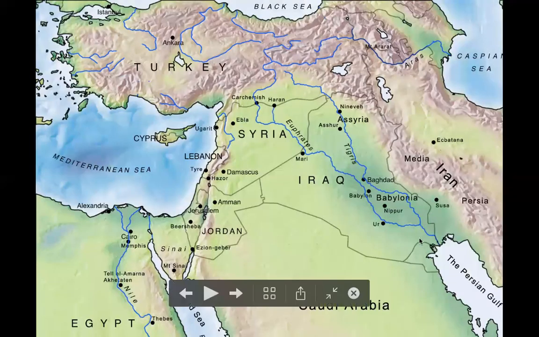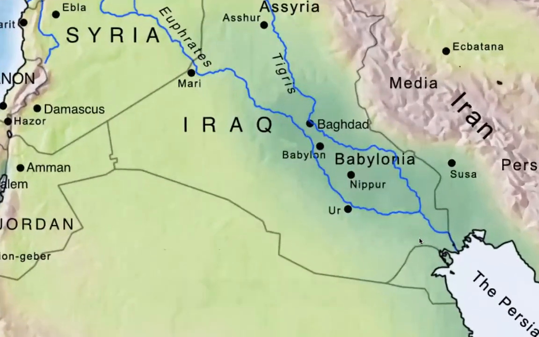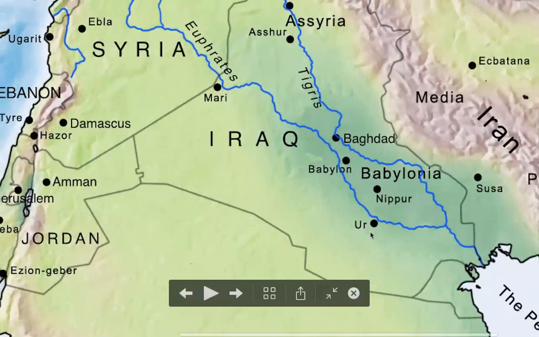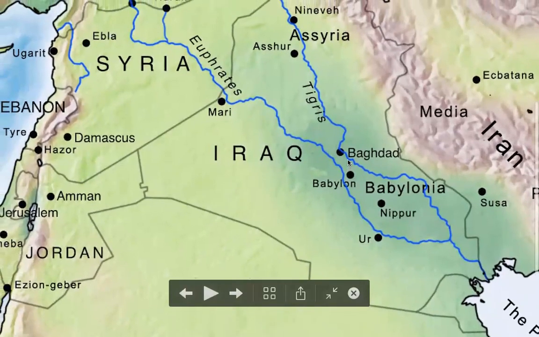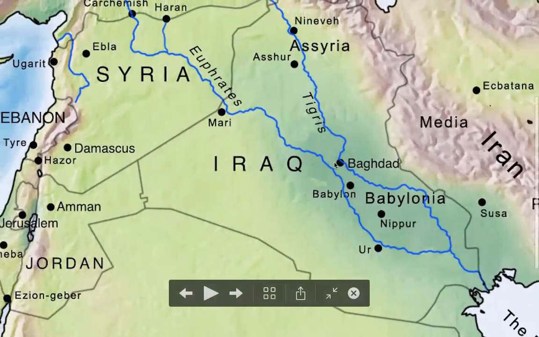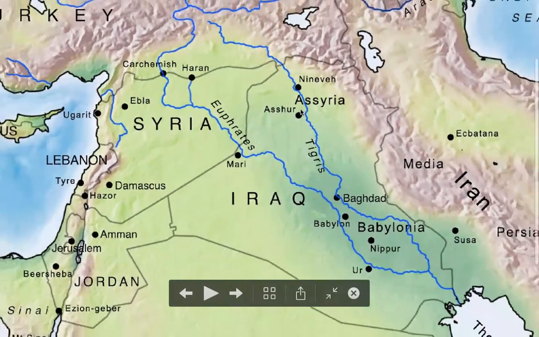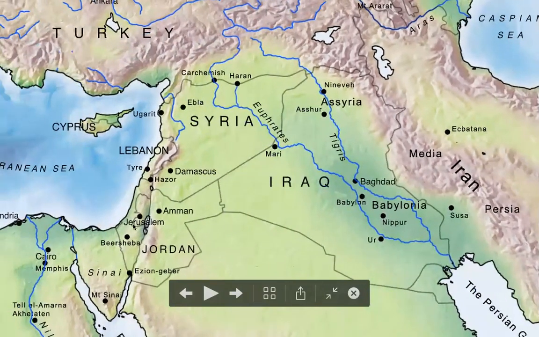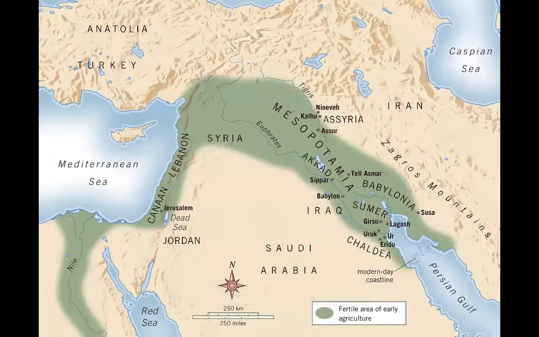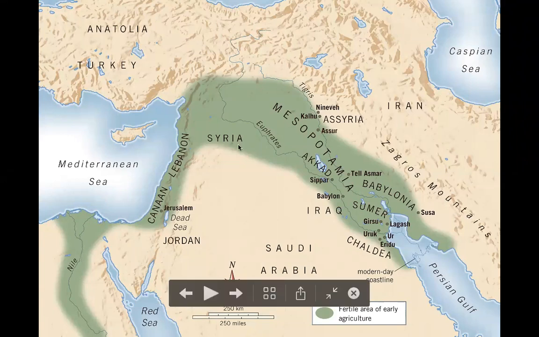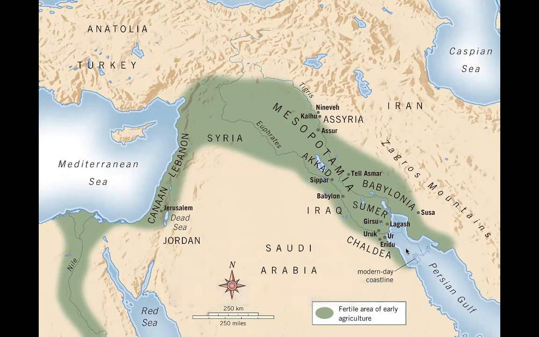So again, here's present day Middle East. There's where Ur would have been, Babylonia. There's Baghdad, which of course still is the capital of Iraq. There's Nineveh, which still is a city. And then of course, present day Israel. Here's what the Fertile Crescent, this kind of green area, or Mesopotamia, would have looked like in another rendition.